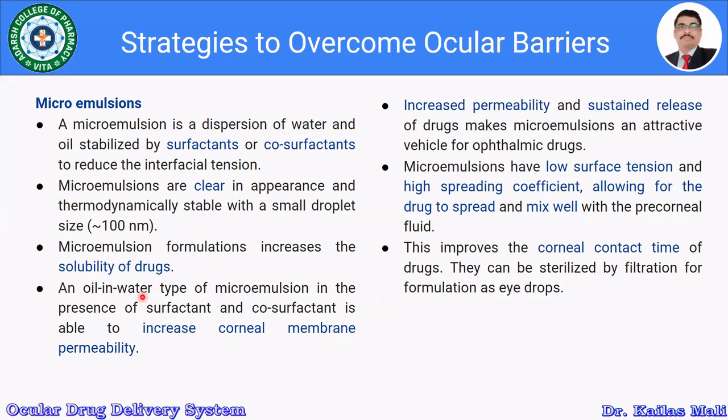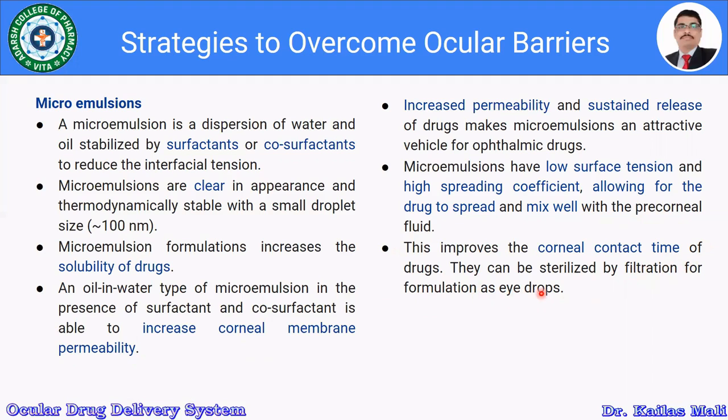So the microemulsions can improve the solubility of the drug as well as the corneal permeability of the drug. The increased permeability and sustained release of a drug makes microemulsion an attractive vehicle for ophthalmic drug delivery. Microemulsions have low surface tension and a high spreading coefficient, which allows the drug to spread and mix well with the precorneal fluid, and this improves the corneal contact time of the drug. Furthermore, microemulsions can be sterilized by filtration for formulation as an eye drop.